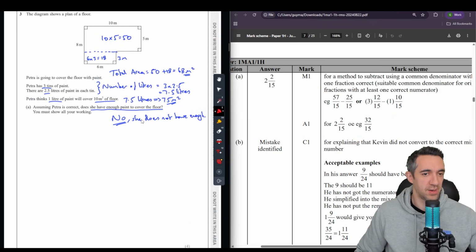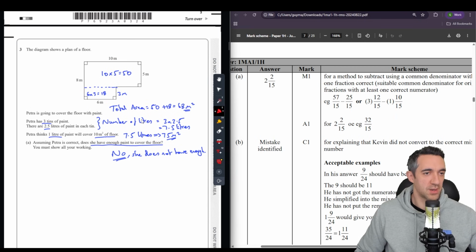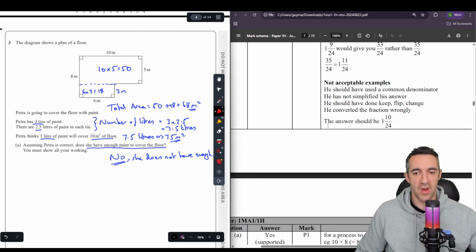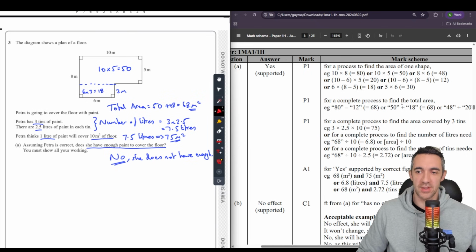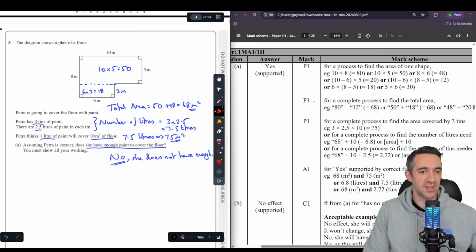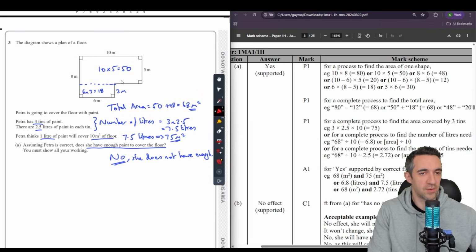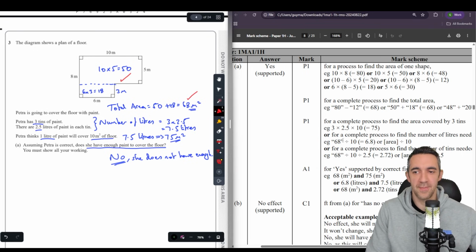Here was our chance to get a bit of a chunk of marks. So 4 marks. Did we manage to get 3? Let's have a quick look. So for a process to find the area of one shape is our P mark, process marks they call them. And then I've got for a complete process to find the total area. So I get my 68. So yeah, there's my 2 marks. I was reasonably confident that was going to be the 2 marks. So I've got my mark over here. I've got my mark over here.